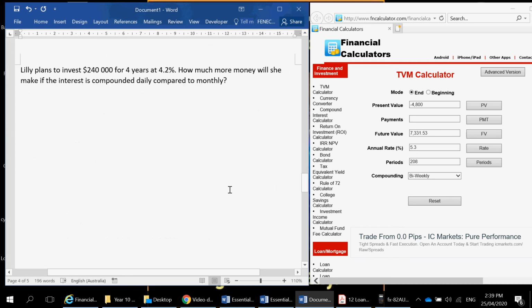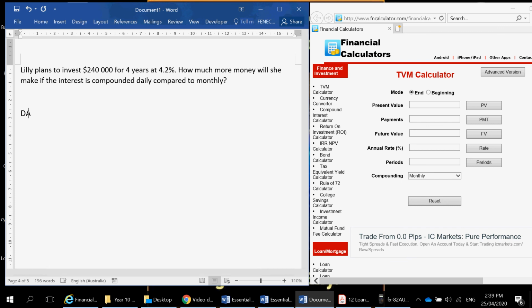Third example, let's get through this. In fact, you know a good way of making sure we don't stuff it up like we did before? Let's press reset so it's all reset. Lily plans to invest $240,000 for 4 years at 4.2%. How much will she make if the interest is compounded daily compared to monthly?